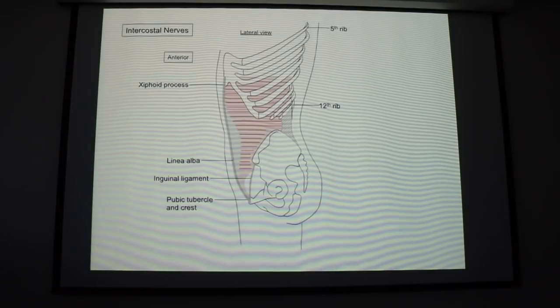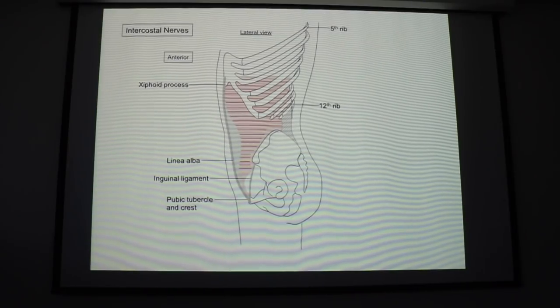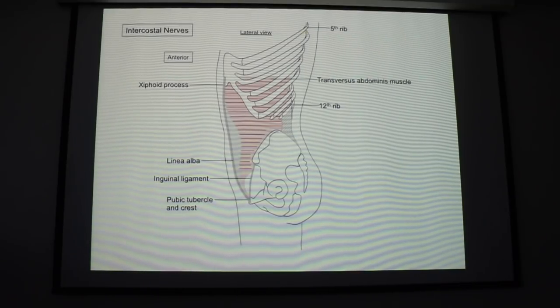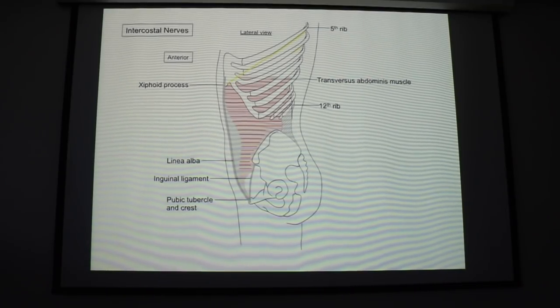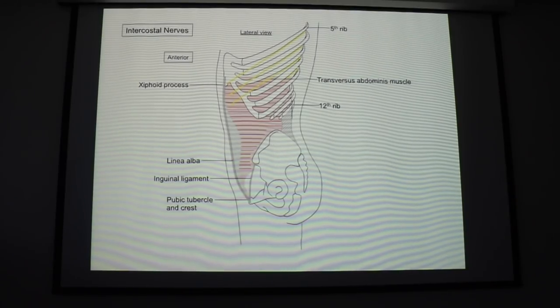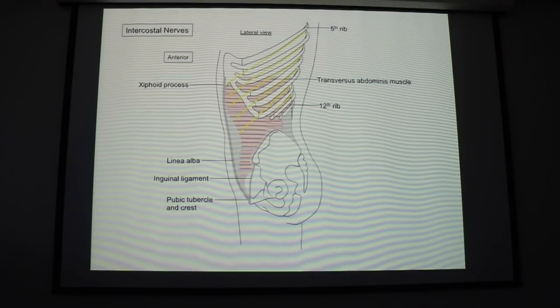Now, we learned that we have 31 pairs of spinal nerves in our body. The nerves which run between the ribs we call intercostal nerves, because costa is rib. So between two ribs, intercostal nerve. You can see them traveling; they are coming down, running between these given ribs. And these nerves are sandwiched between transversus abdominis and internal oblique.